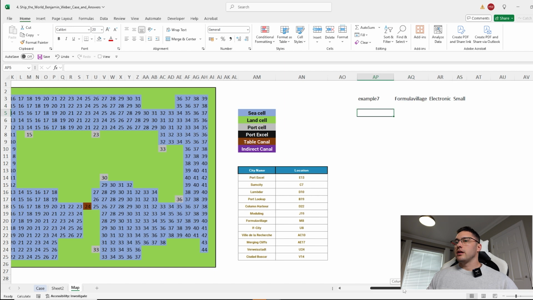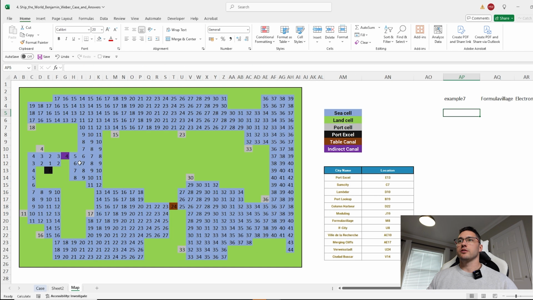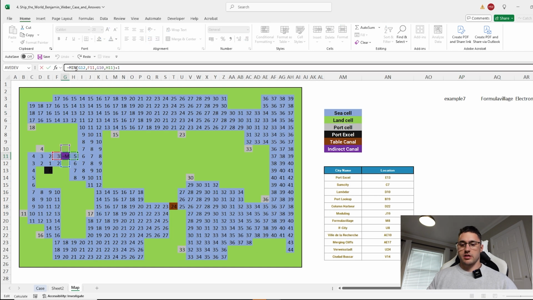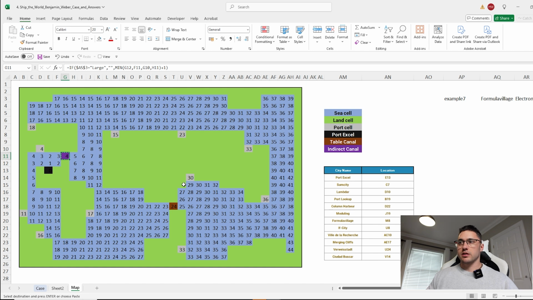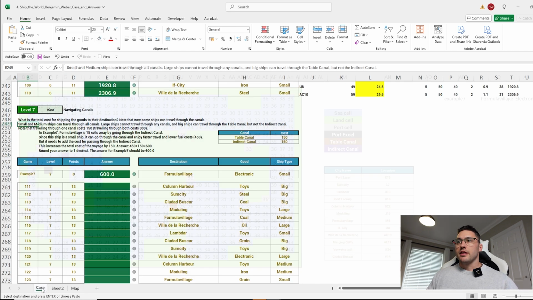Okay, and the trick with this one is that large ships cannot travel through any of the canals. So I'm going to adjust this formula to say if this, which is the ship, equals large, then we will do blank, otherwise we will do our original formula. And let's apply that to both of these canals so they open or close dynamically. Then medium and small can go through anything, so that doesn't matter.